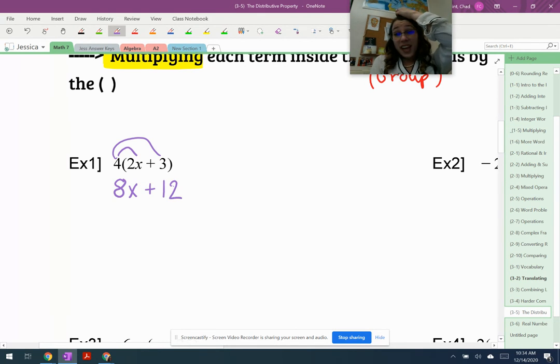Now, just take one last check to make sure there's no like terms or anything that I can do to simplify this. 8x and 12 are not like terms, so I cannot simplify those. So my final answer is 8x plus 12.